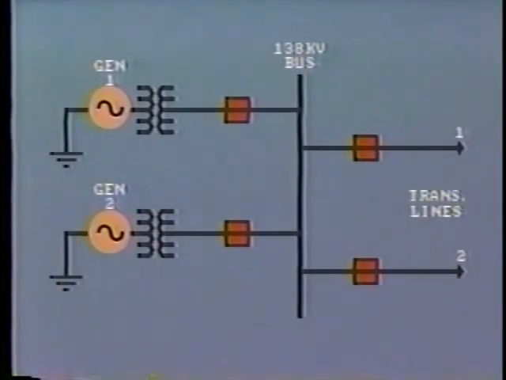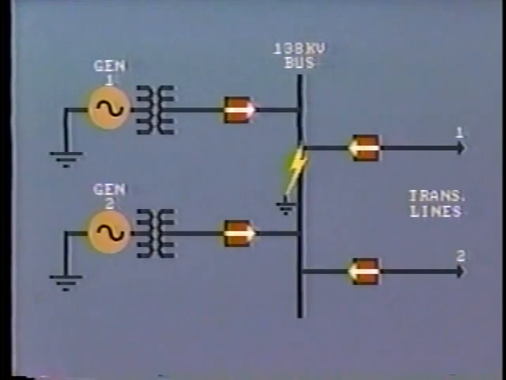Why is this especially so for a bus? Well, look at our simple example. We have 2 close-by generators feeding into the bus and 2 transmission lines taking power from the bus and feeding into the system. If, say, a ground fault occurs on the bus, then we have not only the generators feeding into the fault, but also the power system.